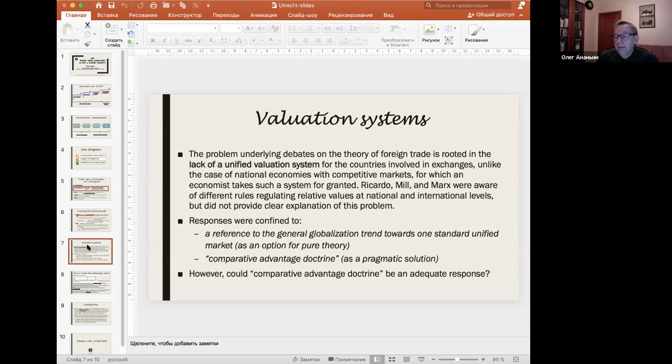The problem behind this concept is that we have, in case of foreign trade, different valuation systems of two countries. And under conditions when these two countries are not one market, and this fact is recognized both by Marx and by Ricardo, by John Stuart Mill and others, then we cannot compare these values directly. So I have to finish.